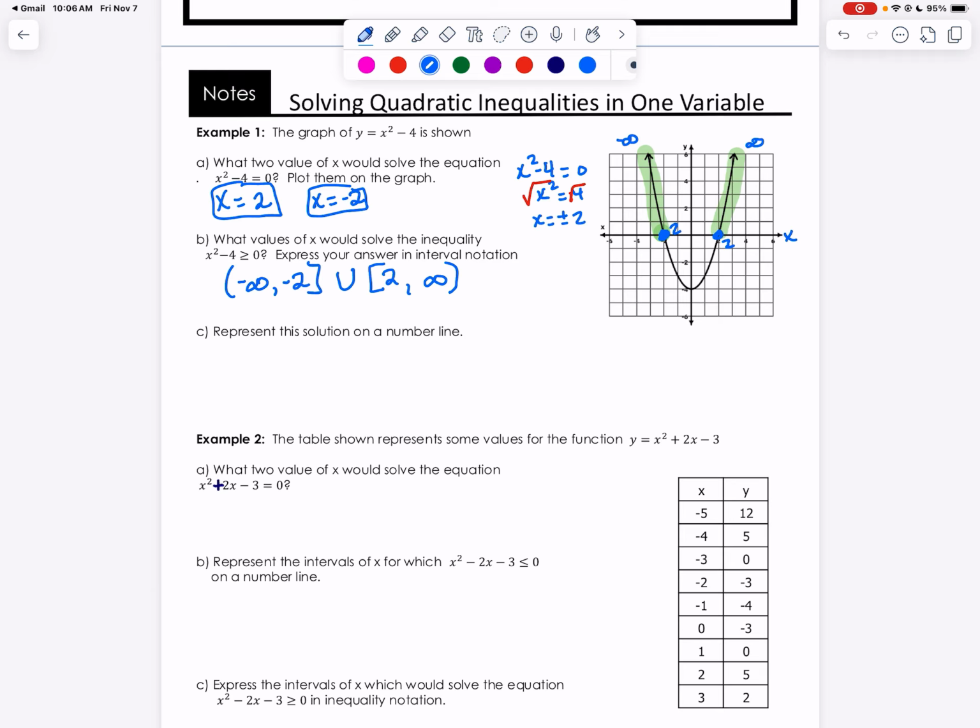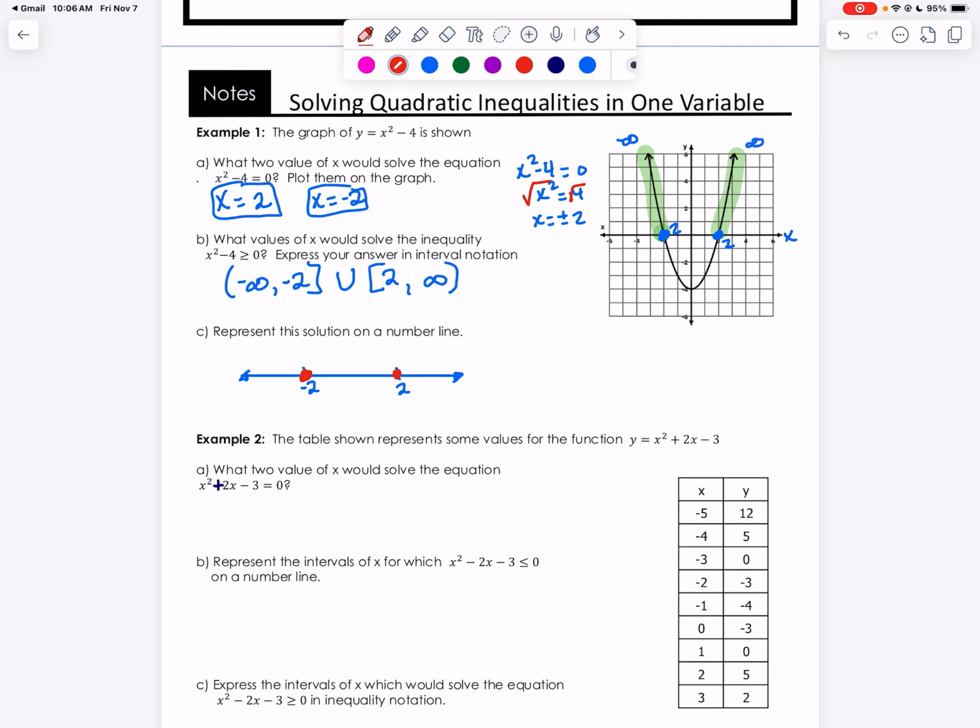Okay. Now, to express this solution on a number line, let me draw a number line here. Let's just say negative 2 is right here, positive 2 is right here. We would need to first determine whether I should use an open circle or a filled-in circle. And hopefully you remember from previous courses that because negative 2 and positive 2 are included in the solution set, we would use filled-in circles.